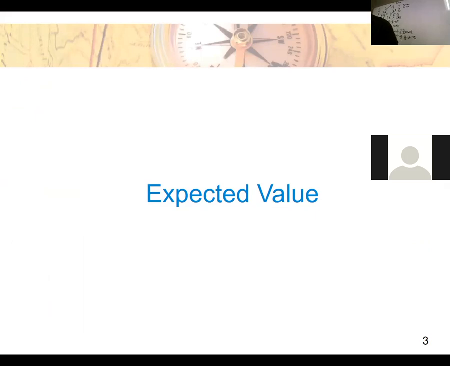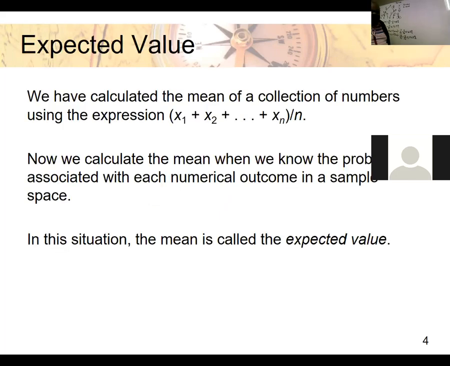Let's start with this concept of expected value. If you recall, somewhere in chapter 8, when we were dealing with statistics, we talked about the mean. We calculate the mean of a collection of numbers using that expression where you add each data value together. That sum is divided by the number of data values that you have, and that will give you the mean or the average of a set of data.